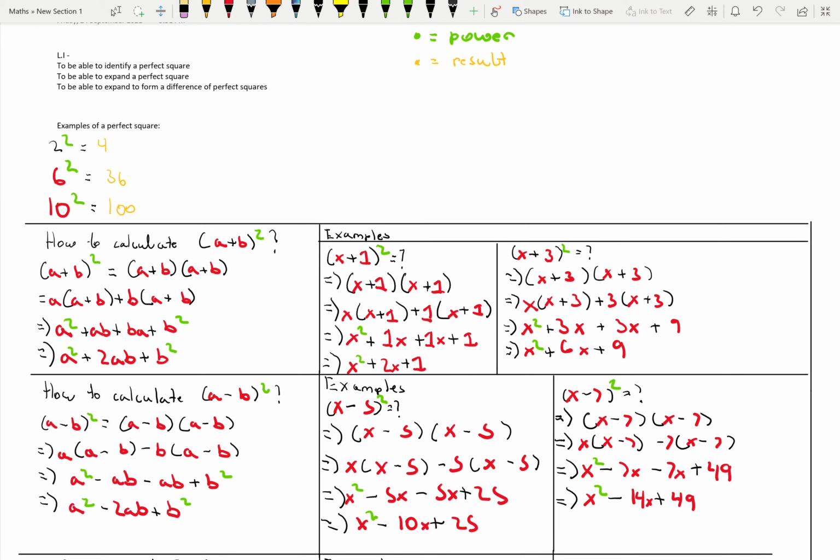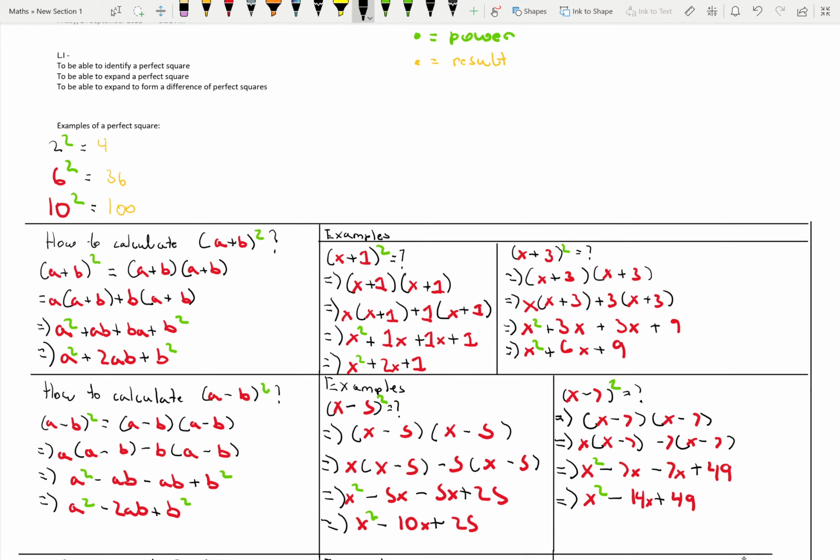So not only will we be able to identify what a perfect square is, but we will also be able to calculate the expansion of perfect squares, such as a plus b whole square or a minus b whole square, etc. Now let's start with what a perfect square is. Well, a perfect square is the result of any integer multiplied by itself.